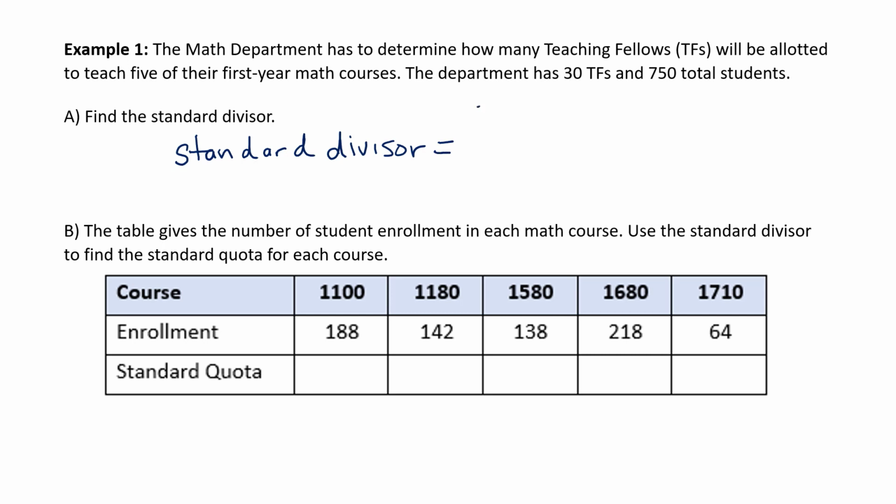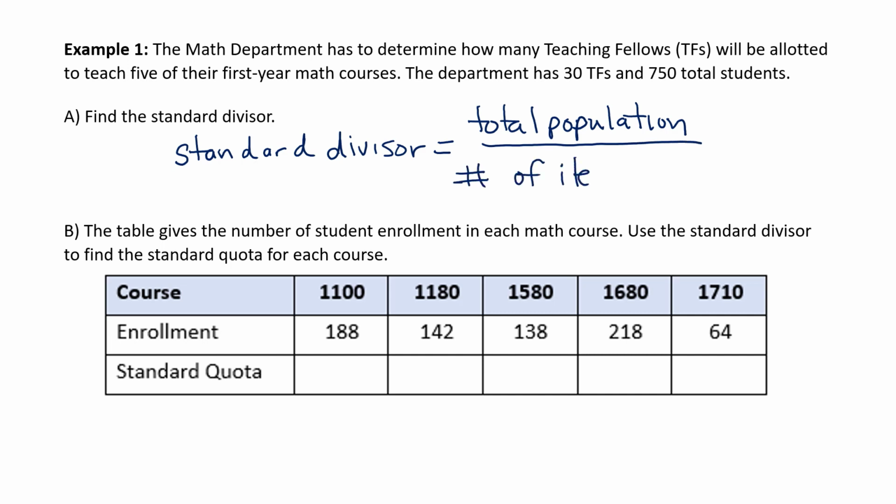The standard divisor is computed by taking the total population and dividing it by the number of items apportioned. In this scenario, you have 750 students and 30 TAs. So that's equal to 25. The standard divisor is 25.